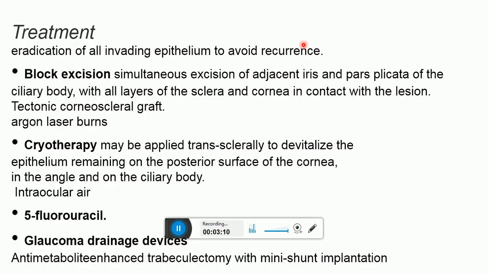And 5-fluorouracil. Glaucoma drainage devices are of value for medically uncontrolled glaucoma associated with extensive epithelial ingrowth, unsuitable for surgical excisions.